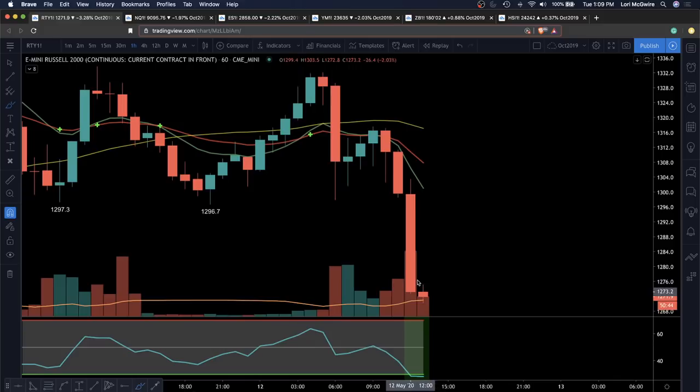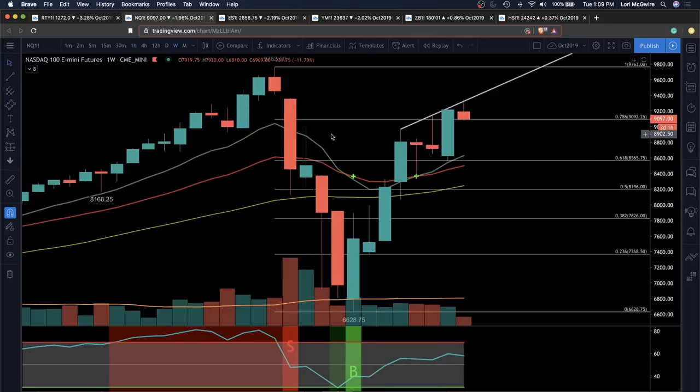The question is, will it be a bear flag, or will it be a potential EQ setup where we get a decent bounce up to the EMAs and then have room to form that higher low? Time will only tell. All right, let's move to Nasdaq.